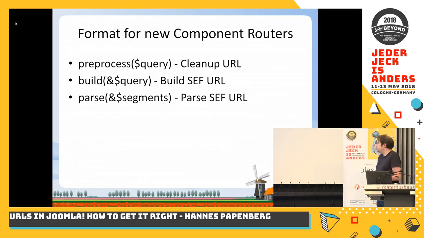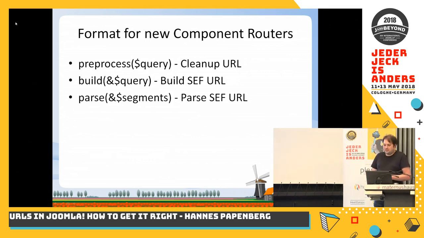The build method is the component name build route function that we have had before. It takes a query, or an associative array of query parameters, and returns an array of segments of the URL. We're going to look at an example of what these segments are later on. And the parse method goes the other way around. It takes the segments and returns an associative array of URL parameters.